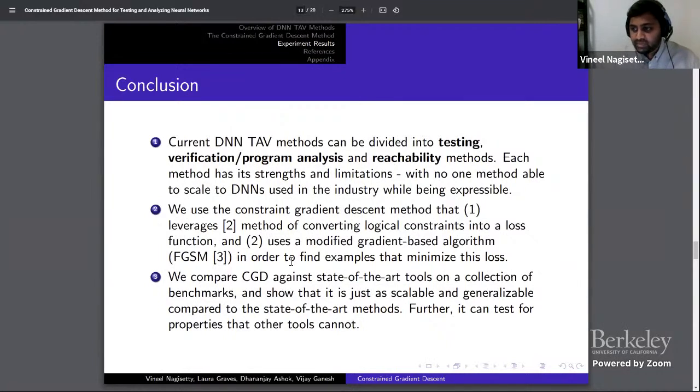Oftentimes the types of testing you can do in natural language are quite limited, and there are no tools that can easily test for all these different types of settings. Same thing with reinforcement learning models that use deep neural network controllers. So this can be a very general framework for testing all these different kinds of models, as long as you give the right properties.